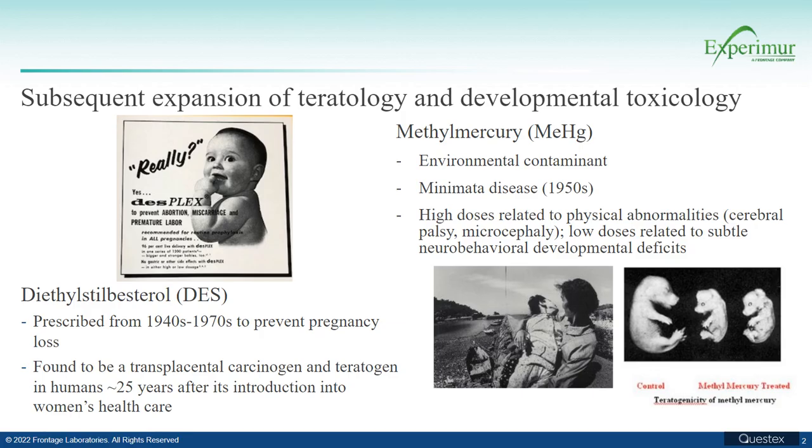And just a couple more examples. Another pharmaceutical, diethylstilbestrol, or DES, was prescribed from the 1940s to the 1970s to prevent pregnancy loss. And here's an ad from that period of time. It was very widely propagated and used. About 25 years after its introduction into women's healthcare, it was confirmed to be a transplacental carcinogen and teratogen in humans, which is very unfortunate. And it turns out that DES also has widespread transgenerational effects.